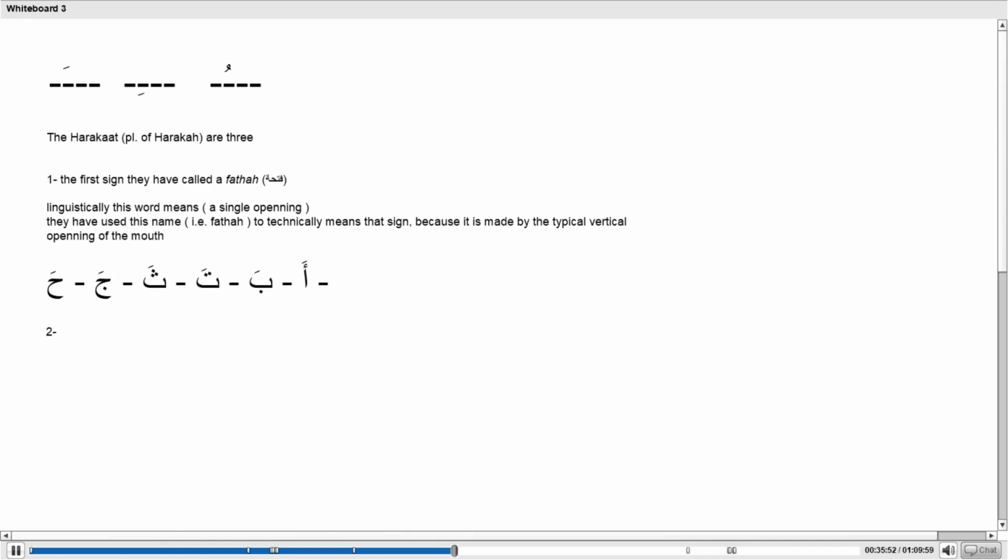Isn't it beautiful, the relationship between the linguistic meaning and the technical meaning? It makes sense, doesn't it? That's what they always do. The technical meanings are always relevant. There's always relevance with the linguistic meanings, because that's where they bring it from. Okay?